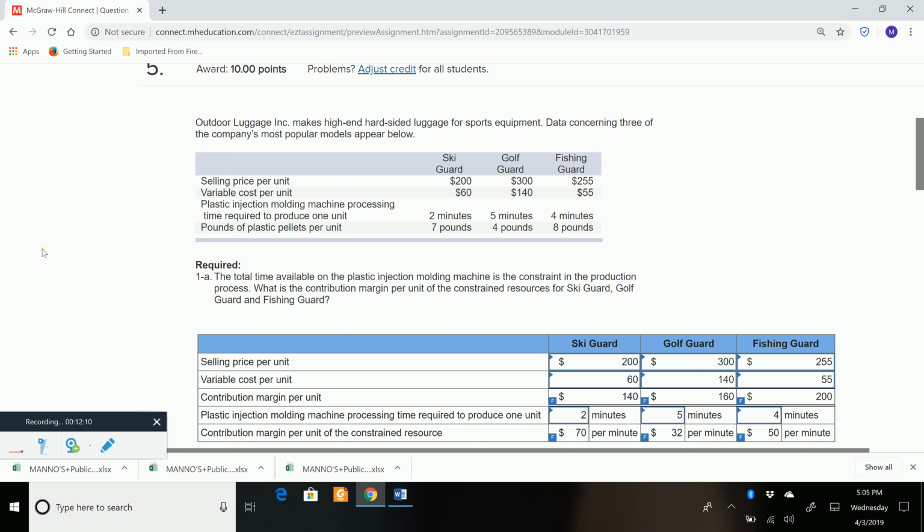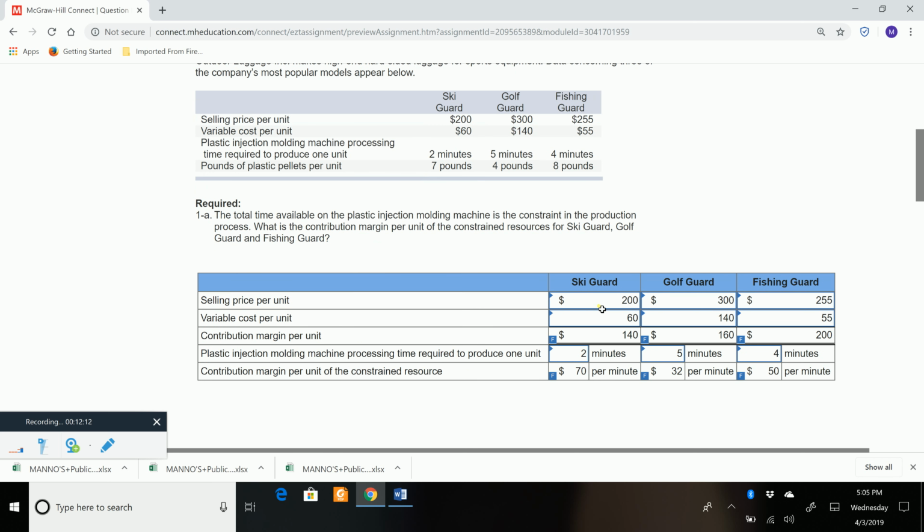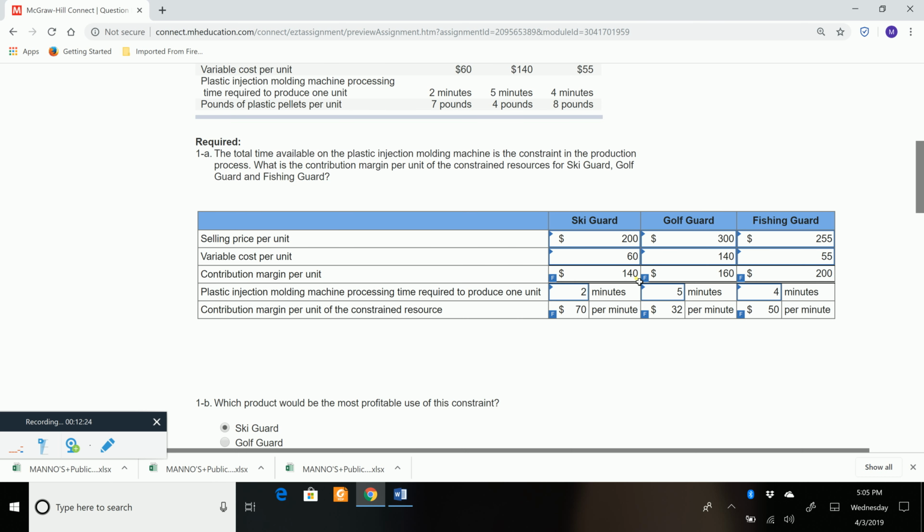The selling price for a ski guard is $200. A golf guard is $300. A fishing guard is $255, less the variable cost per unit. That gives us our contribution margin per unit. So the ski guard, $140. The golf guard, $160. The fishing guard, $200.